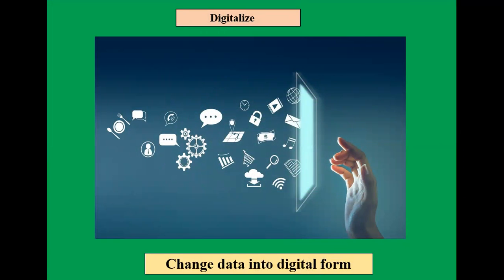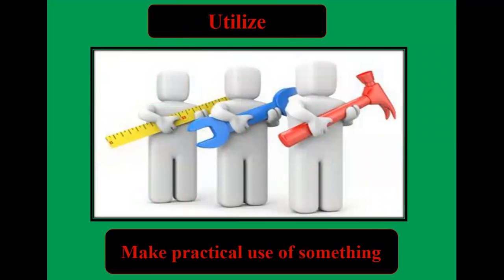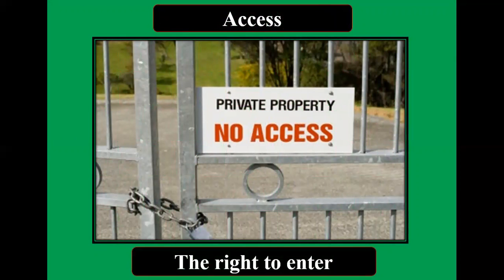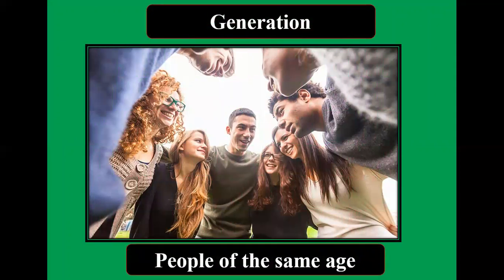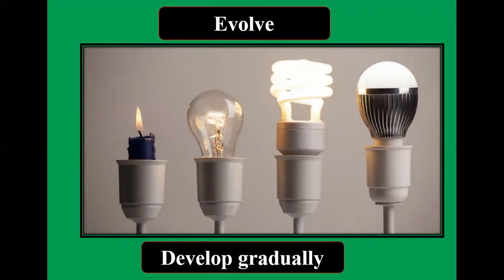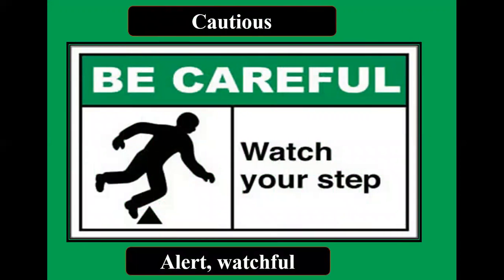Another new word, digitalize, means change data into digital form. Another new word, utilize, means take practical use of something. Another new word, access, means the right to enter. Another new word, generation, means people of the same age. Another new word, evolved, means adapt gradually. Another new word, cautious, means alert or watchful.